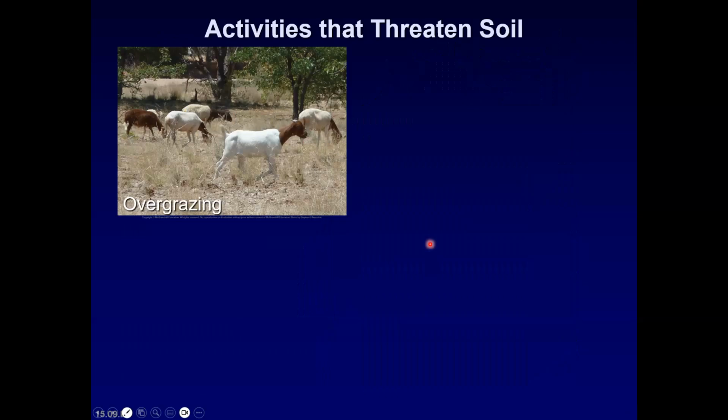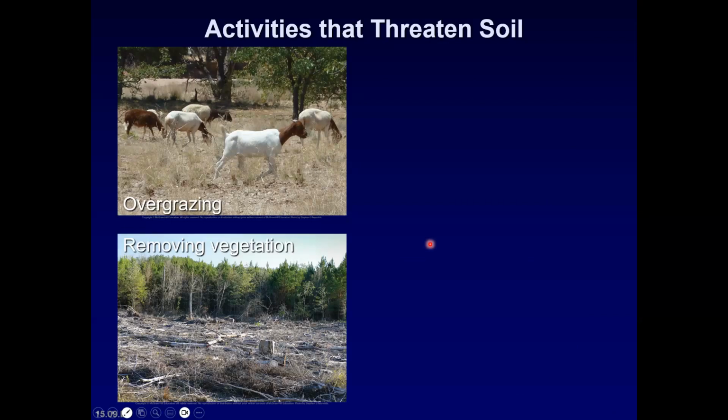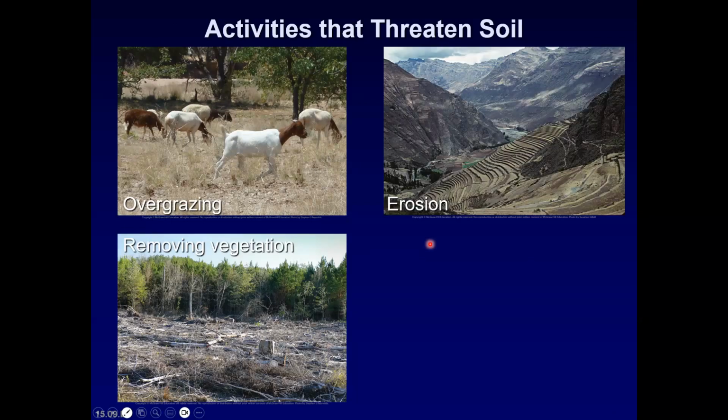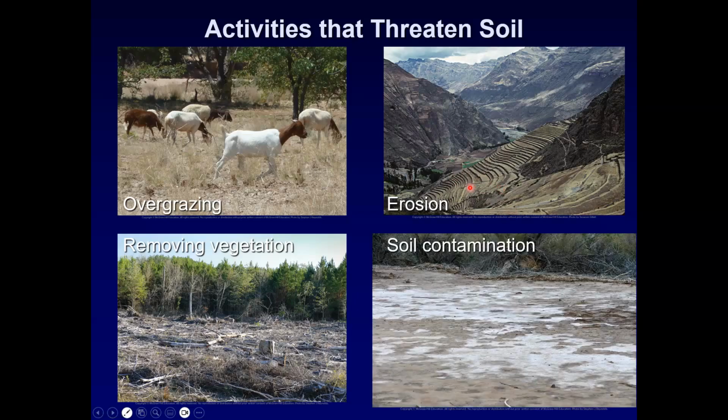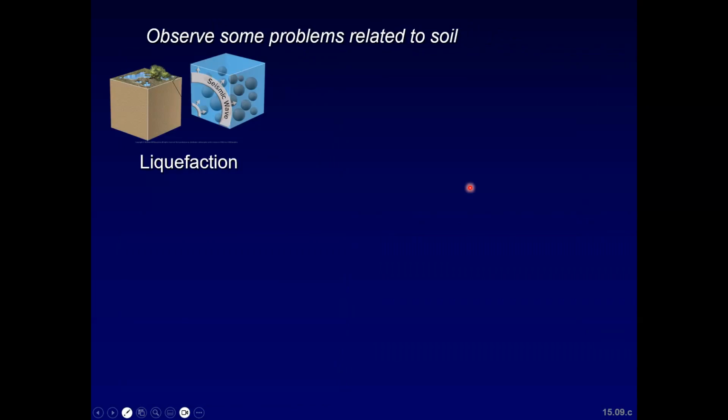So what threatens soil? Overgrazing is one thing. Removing vegetation and clear cutting is another thing. Erosion. These are all sort of human-led activities that we're talking about because those are livestock in the top left. You can do terracing like this to prevent erosion, but soil contamination is another issue. For example, salt buildup and over-application of pesticides that threatens the integrity of the soil for supporting life.